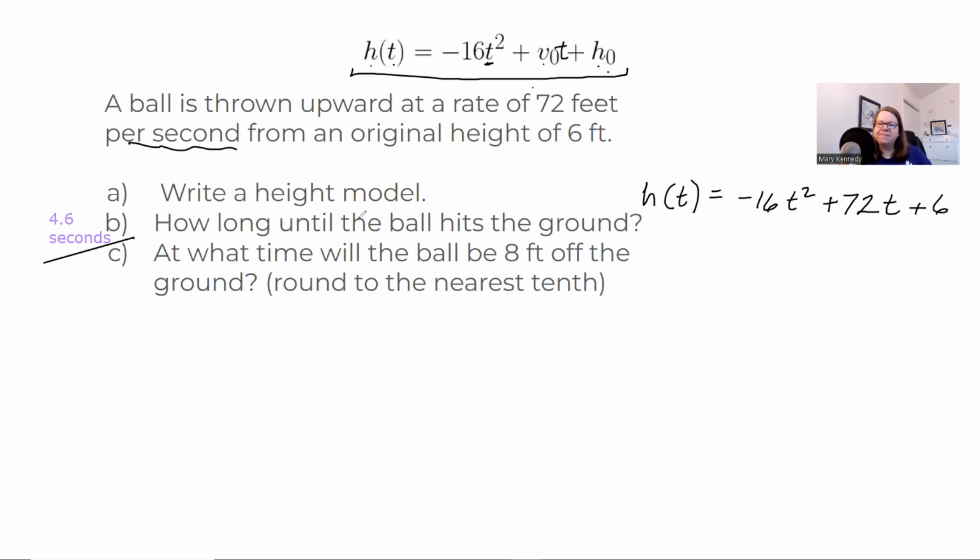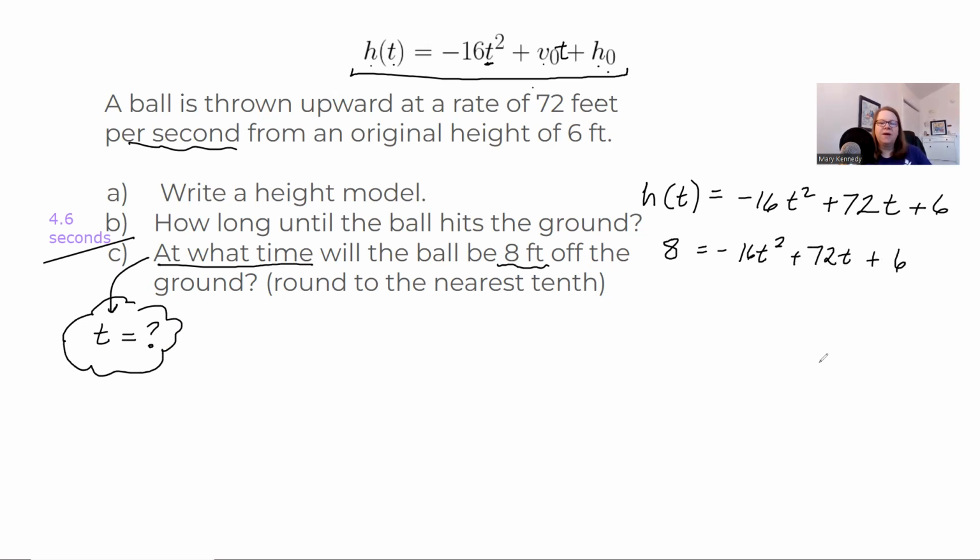So think about where that goes into our model, our equation here. At what time? So again, we're finding what t equals in this problem. So think about what you're being asked to find. The ball is going to be 8 feet off the ground. Well, that is a height at a certain time, so we're wanting to know that time. So let's put in an 8 here and let's see if we can solve for t.